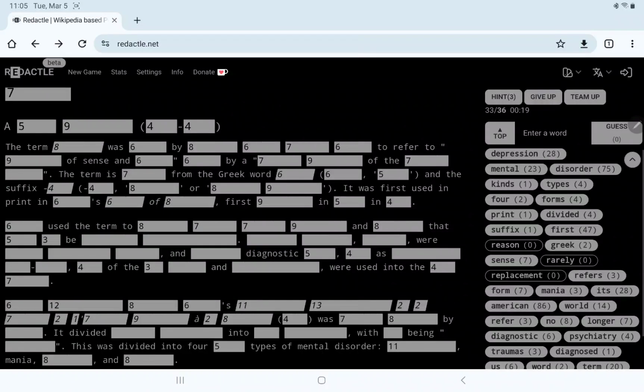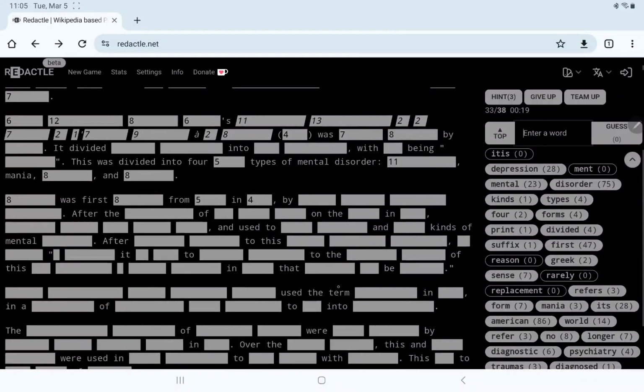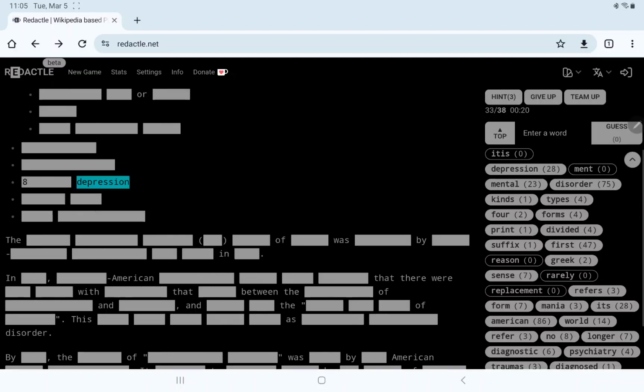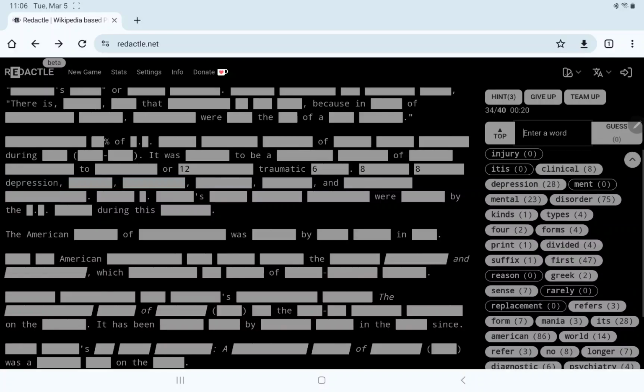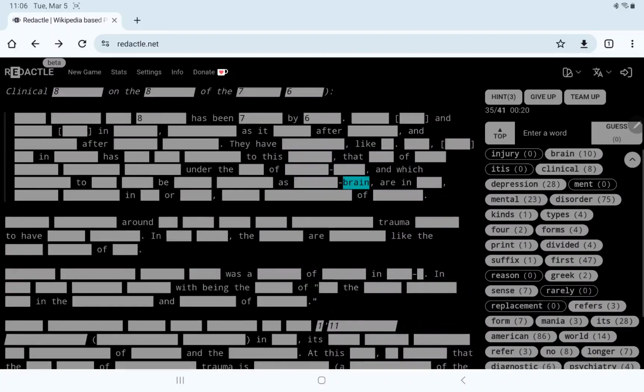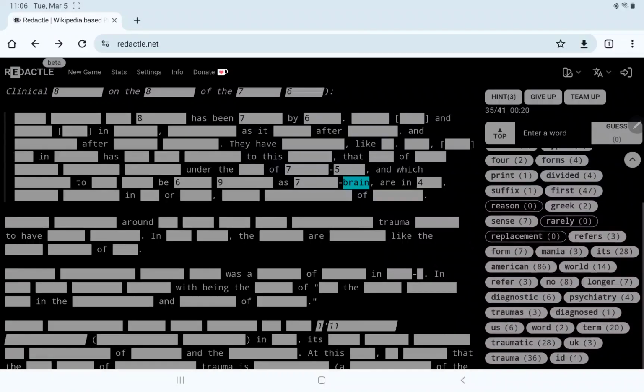What would the suffix be? A 4-letter suffix? Would it be something like ment? No. Itis? No. Let's look at the depression. A clinical? No. Traumatic injury? Well, let's see if the brain itself is mentioned just 10 times. As 7-brain. Is that really a hyphen or is it a dash for this? RN something.